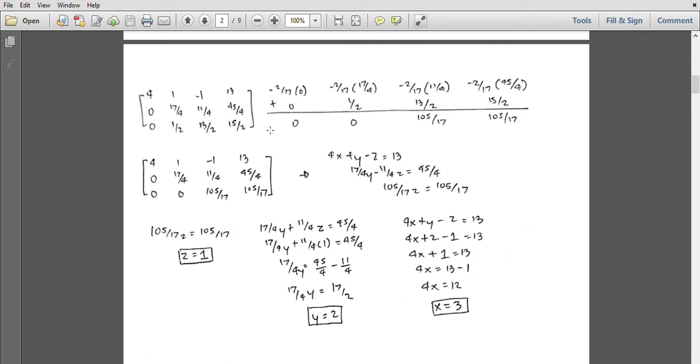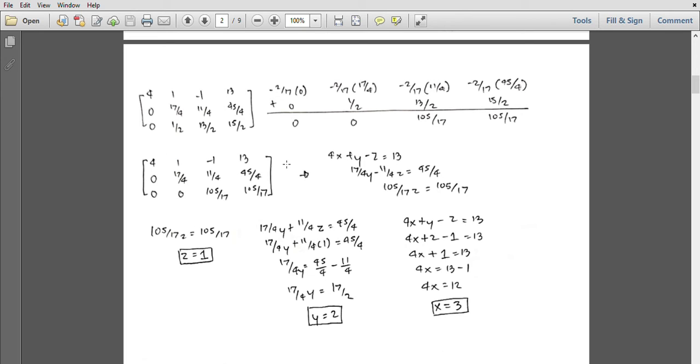To complete the triangular form, we also have to turn this element to 0. Same step, now we use row 2 and row 3. So 1/2 divided by 17 over 4 is equal to 2 over 17. This will have us use negative 2 over 17 as a multiplier to eliminate the 1/2 of the third row, and now we get 0, 0, 105 over 17, 105 over 17. Now we got this matrix.